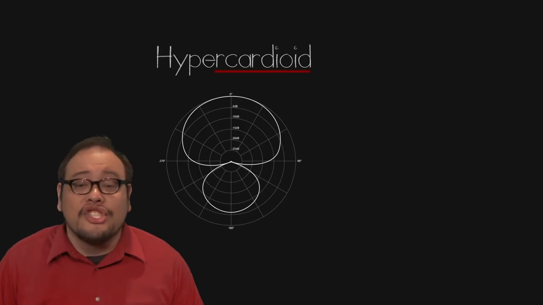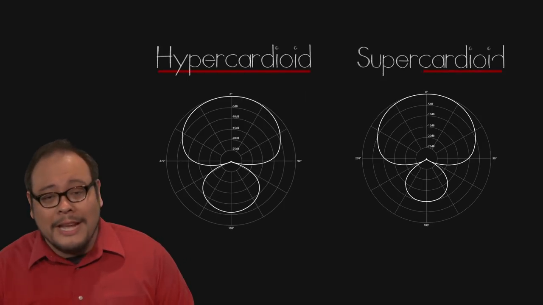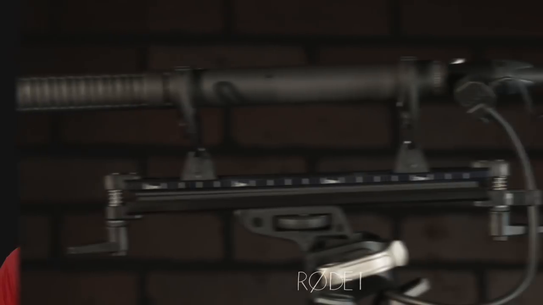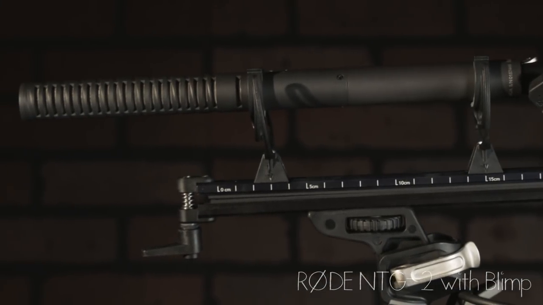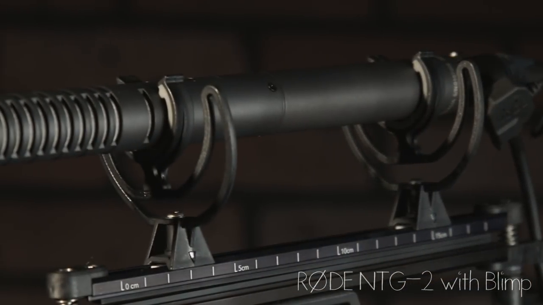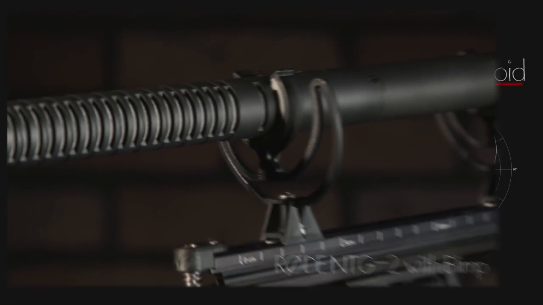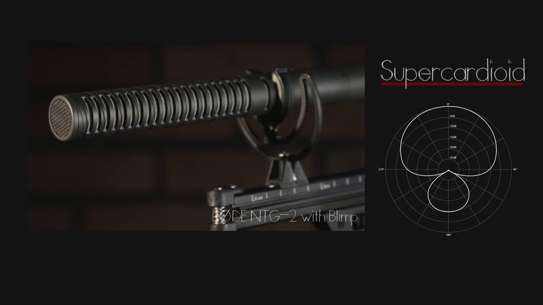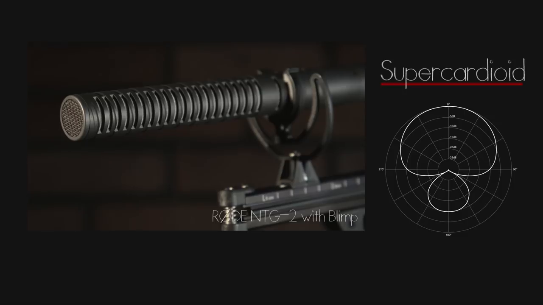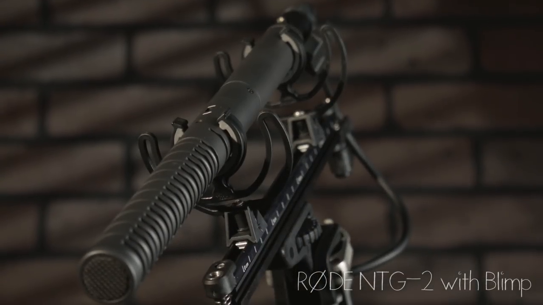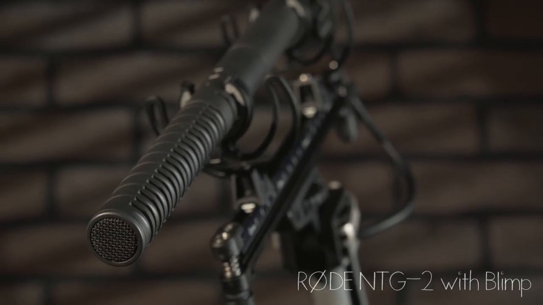Now, more directional are the hypercardioid and supercardioid polar pickup patterns. The Rode NTG2 shotgun microphone is an example of a supercardioid mic which picks up the front and the sides and rejects 150 degrees to the rear. This condenser microphone used in conjunction with a boom pole is a great solution for recording location audio and trying to filter out some of that unwanted ambient sound.